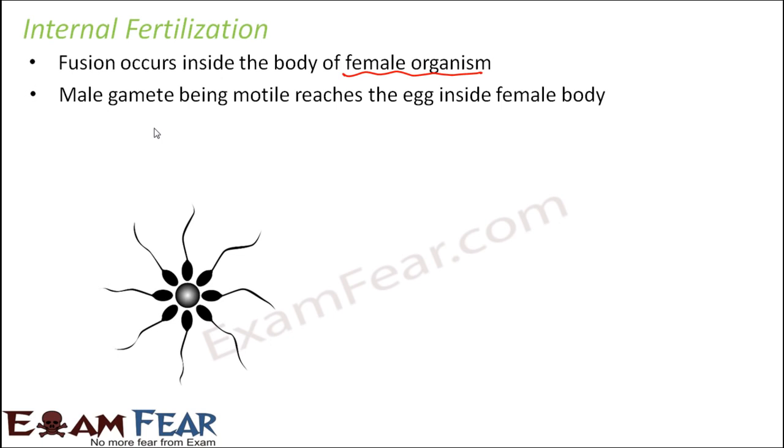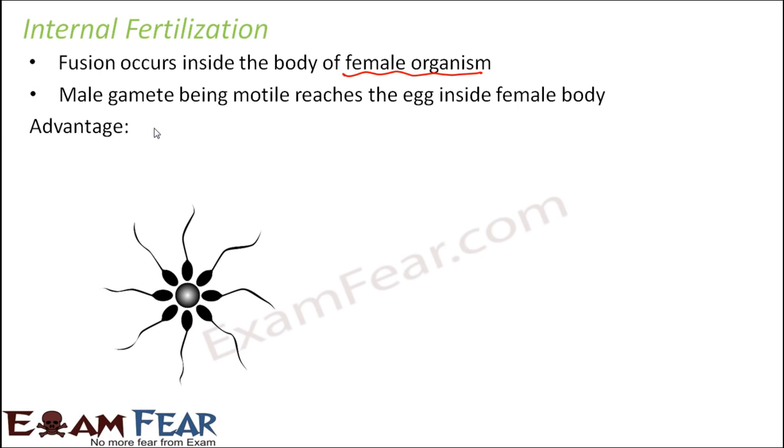Now understand this concept: since the male gamete has to travel so much, even inside the female body, the chances of the male gametes getting lost is quite high, so a large number of male gametes are produced. And the female gametes being non-motile, they will not move from their place, so they will not get lost, and that is why the number of female gametes which are produced are quite less.